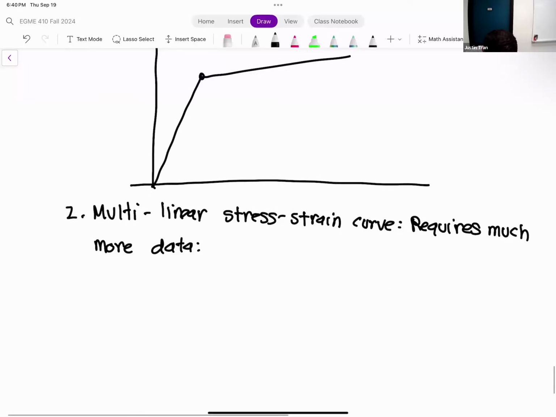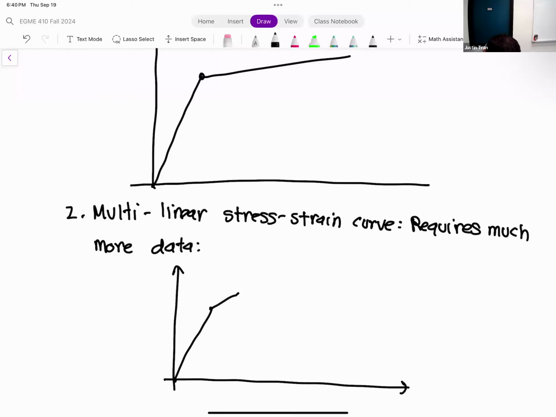So the stress strain relationship in this situation may look something like this. You have more data points like that, and you're able to accommodate different changes in the curve. With the multilinear approach, you'll probably approach more true classic behavior compared to the bilinear approach, but you just need to have the data to back it.